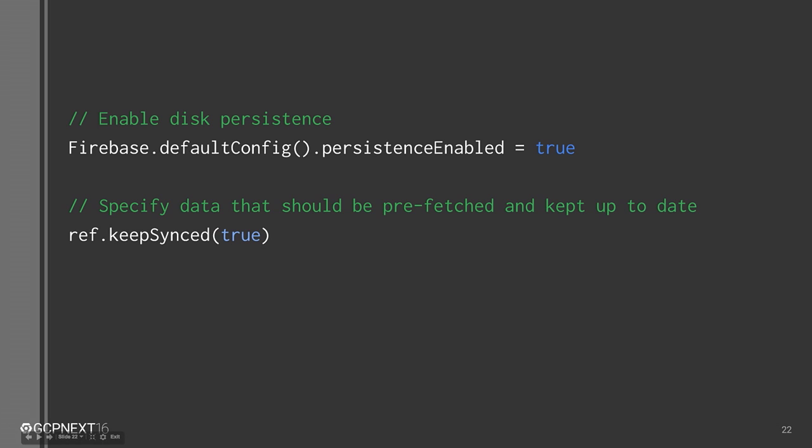To enable this, you just need one line of code. This is what it looks like in Swift. You just say FIRDatabase.database().persistenceEnabled and set it to true. That's all you need to do to get that working. Optionally, you can specify that data at a specific location in your Firebase should be prefetched and kept up to date. You can do that with ref.keepSynced and set that to true.